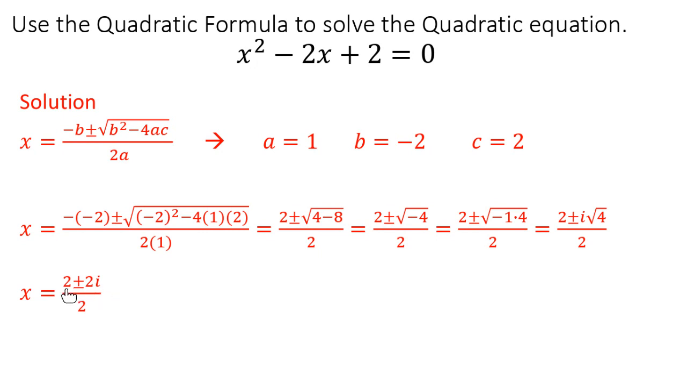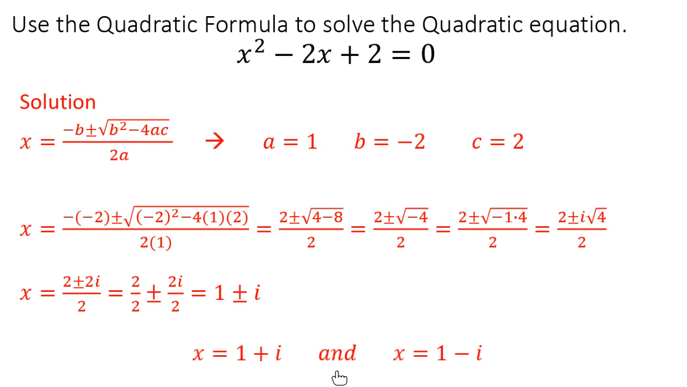Okay. So how do I simplify this? So we have 2 plus or minus 2i divided by 2. That just means the same as 2 divided by 2 and 2i divided by 2. So if you write it like this, you can see it a little bit more clear. 2 divided by 2 is 1, 2 divided by 2 is 1, and then you have the i. So what does 1 plus or minus i mean? One solution is x equals 1 plus i, and the other solution is x equals 1 minus i.